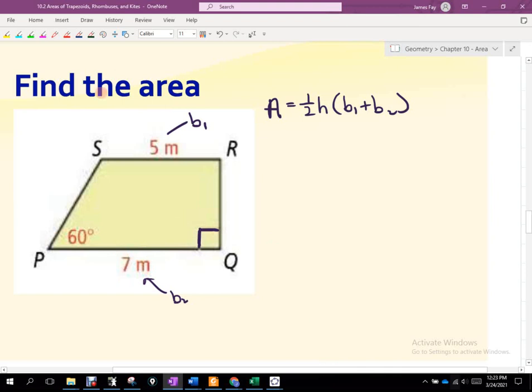Now, does it really matter which one's b1 and which one's b2? No, and the reason it doesn't matter is because addition in my formula is commutative. Okay? So I've got those two things. I just don't have h, right?